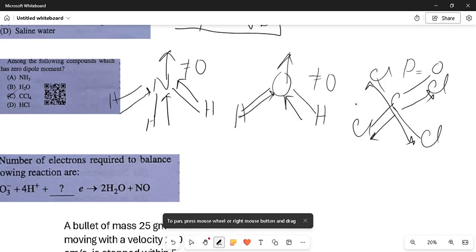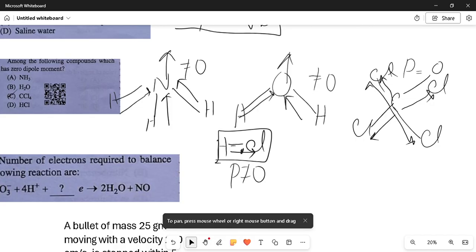Here chlorine is more electronegative than carbon, so the bond electrons go more towards chlorine. These two dipoles cancel each other, and again these dipoles cancel each other, so the total dipole moment is 0. Another option is HCl, which also possesses a dipole moment, because in HCl chlorine is more electronegative and the bond electrons go more towards chlorine, so the dipole moment is not equal to 0.